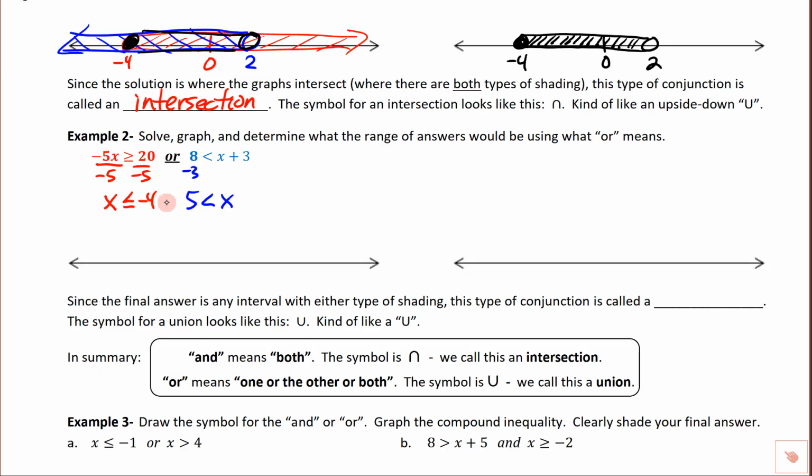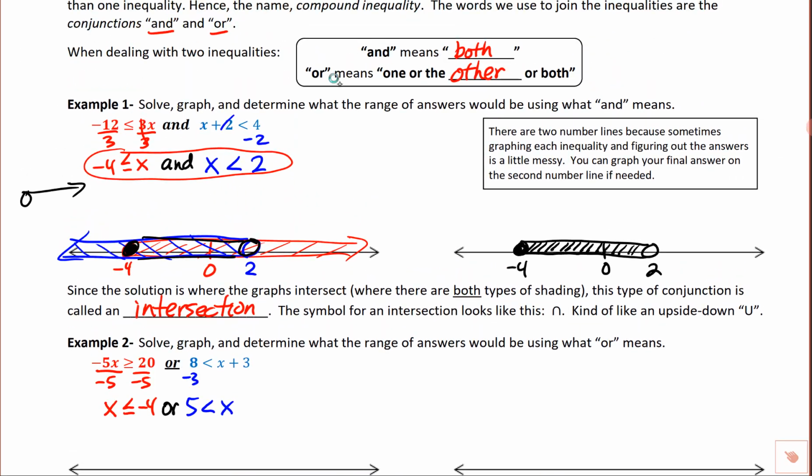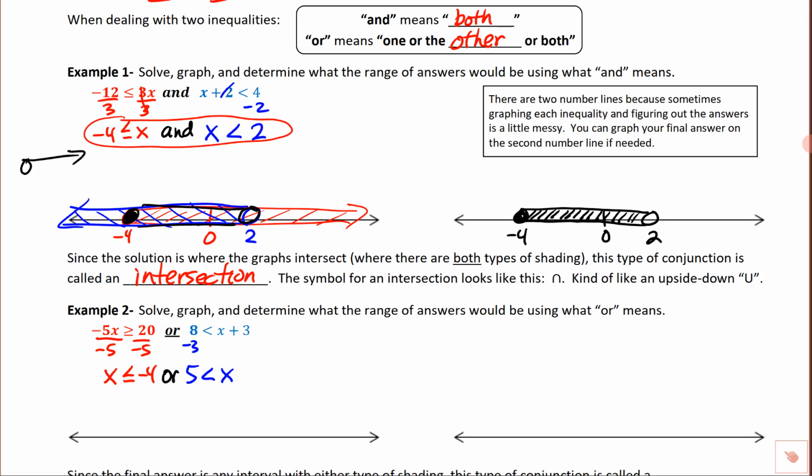And I'm going to put the word or between here. So the word that connects the two of these is or. Now remember what or means. Or means one or the other or both. One or the other or both. So let's go ahead and graph this and keep that conjunction, the word or, in mind to figure out what the answer is here. So we've got -4 and 5.